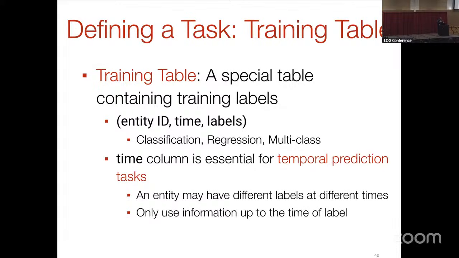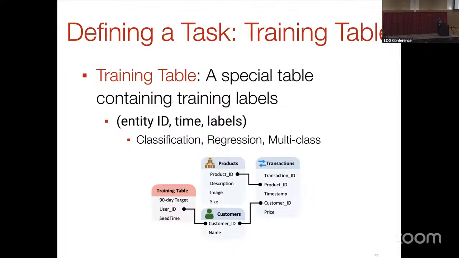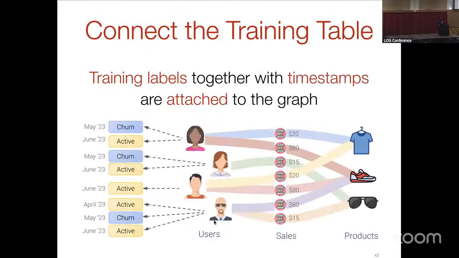So time is a super important component for many reasons. One is time leakage. When we make predictions, when we are building models, we should always make sure that we don't look into the future to make predictions for the future, because in that case, we have time leakage. This way we can create this training table, and we can then connect it to the database. Here, this training table is about user churn, so we will connect it to the table of customers in this e-commerce network.